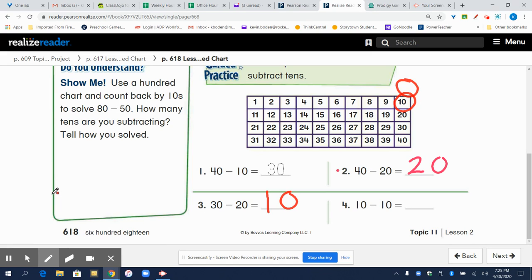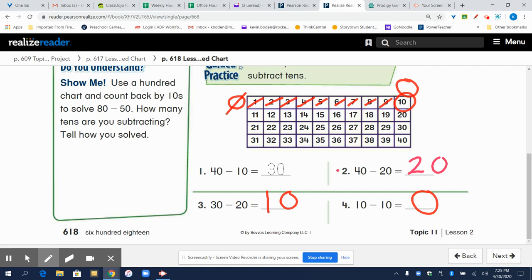So 10 minus 10 means, look, there's no numbers left. So our answer should be 0. And if you don't believe me, you can go back and count by taking away ones if you want to. So we can take away 1, 2, 3, 4, 5, 6, 7, 8, 9, and there's no number there. And if there was a number there, it would be 0 for 10.